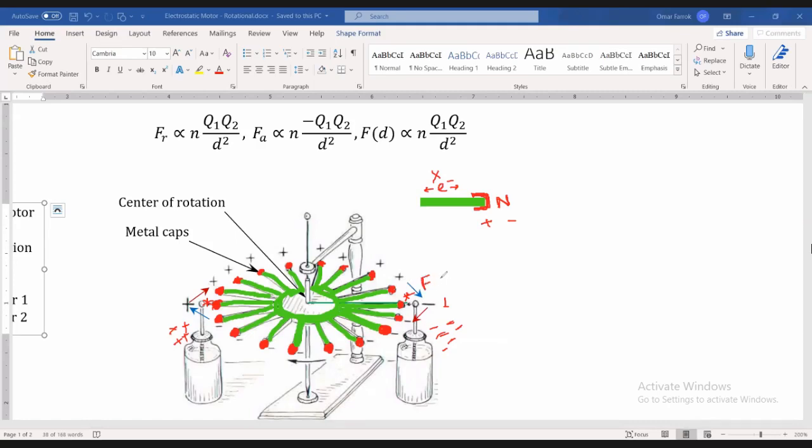denoted as FA, which is the attraction force, and another force will be created from this negative to negative, which is known as the repulsion force, FR. So FA and FR are clearly defined here in the last class. It depends on the number of charges that are contributing to produce the Coulomb's force and the distance as well.